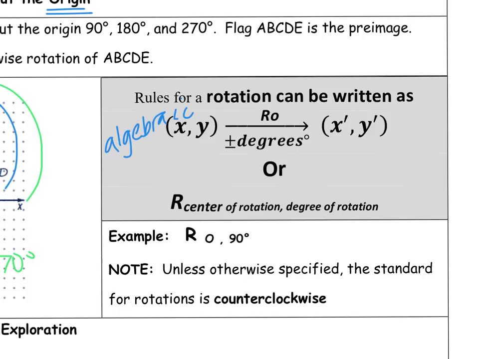On our example below, we have a rotation about the origin 90 degrees. Unless it's otherwise specified, the standard rotation is counterclockwise. So counterclockwise is going this way, in that direction. If we wanted to do it clockwise, it would look like negative 90 degrees. That would be clockwise.